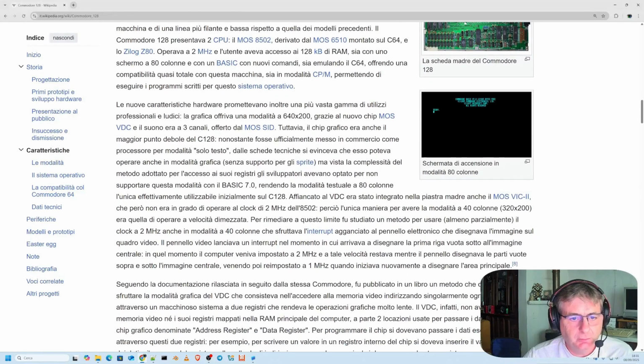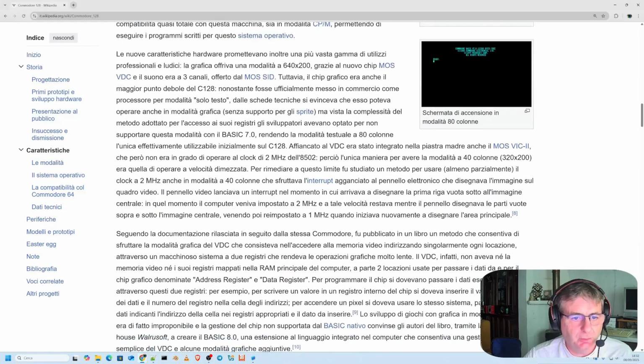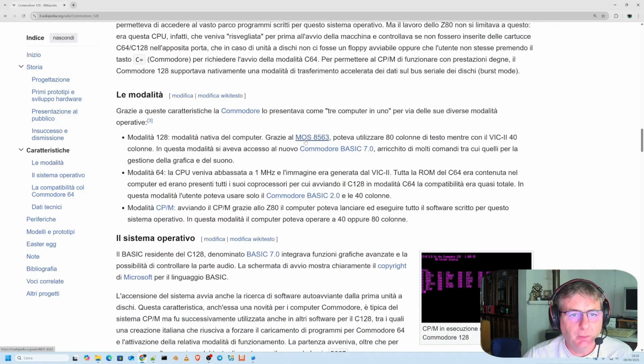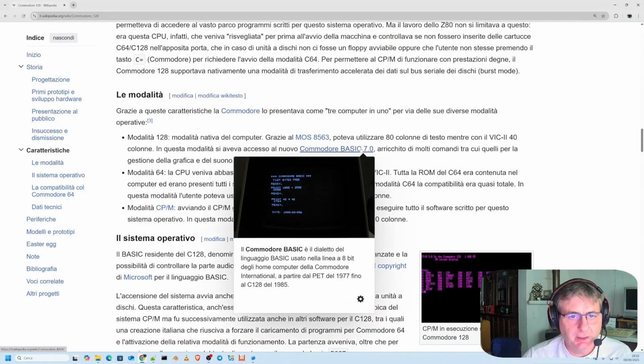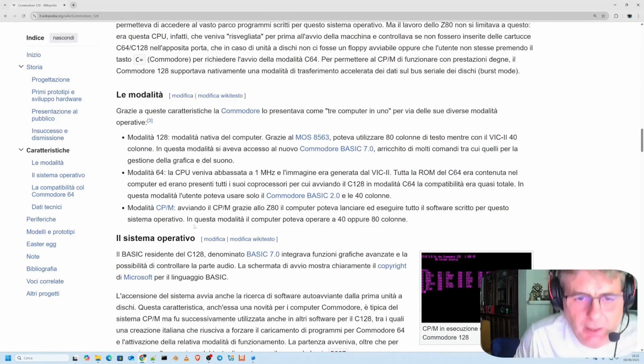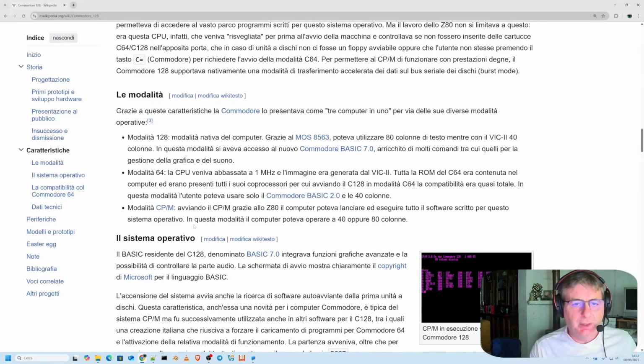What can I say? It could run at 1, 2, or 4 megahertz for CP/M, and that's it. In native 128 mode, thanks to the MOS 8563, it could use 80 columns, and it uses BASIC 7.0, which we're looking at right now. In 64 mode, it was lowered to 1 megahertz, and the image was generated by the VIC-II, and even here, there were some difficulties in being able to use the VIC-II at the level of the Zilog.